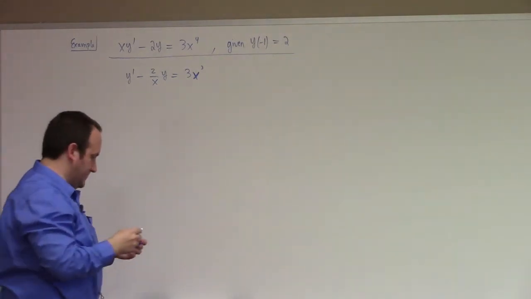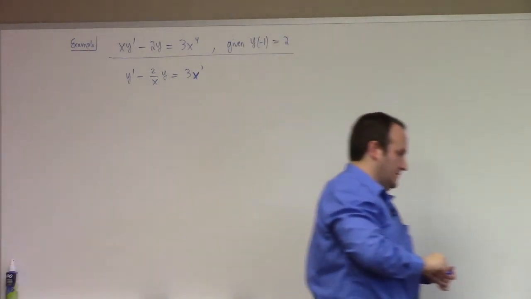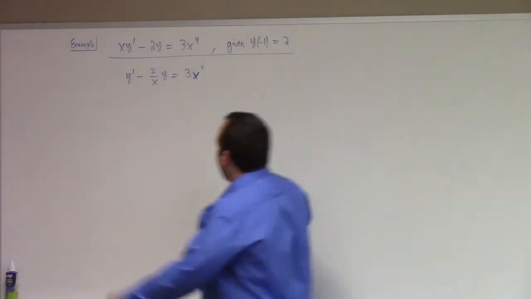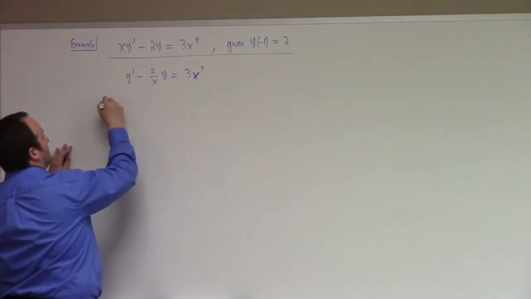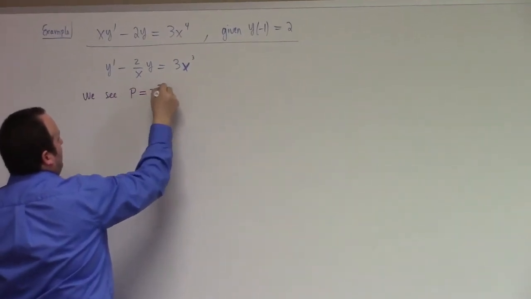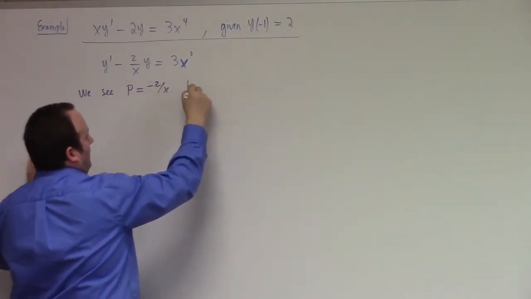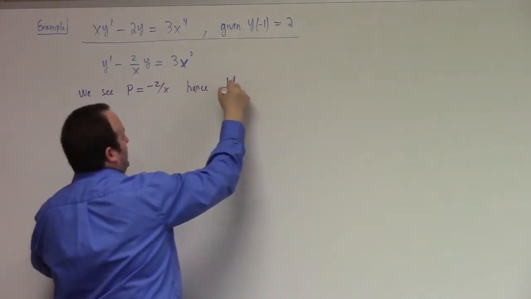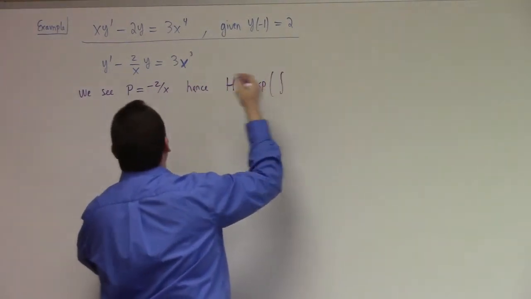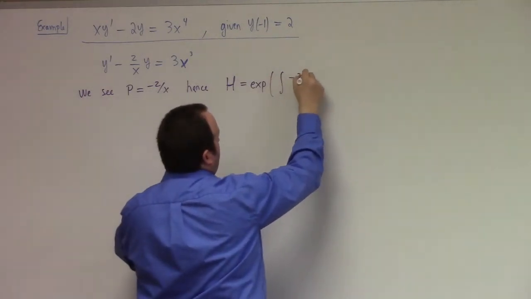Then what? Identify the p, right? What is p in this problem? P is minus 2 over x, right? Hence, the integrating factor h will be the exponential of the integral of minus 2 dx over x.